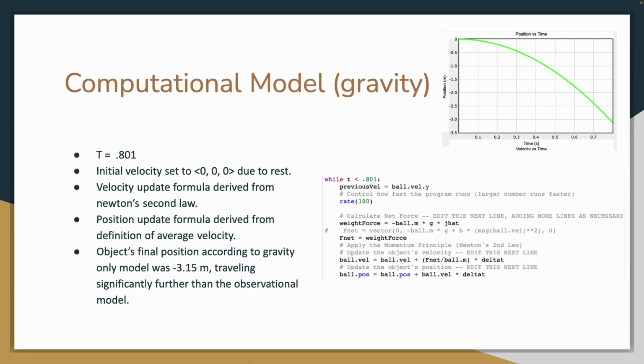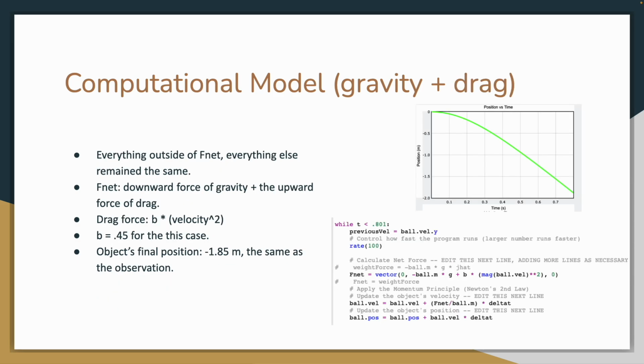Computational model, gravity. I set t equal to 0.801 and set the initial velocity to 0, 0, 0 due to rest. Velocity and position update formulas were derived from Newton's second law and the definition of average velocity respectively. Here you can see the position of the ball over time, and below you can see the code. In the end, the object's final position according to the gravity-only model was minus 3.15 meters, traveling significantly farther than an observational model.